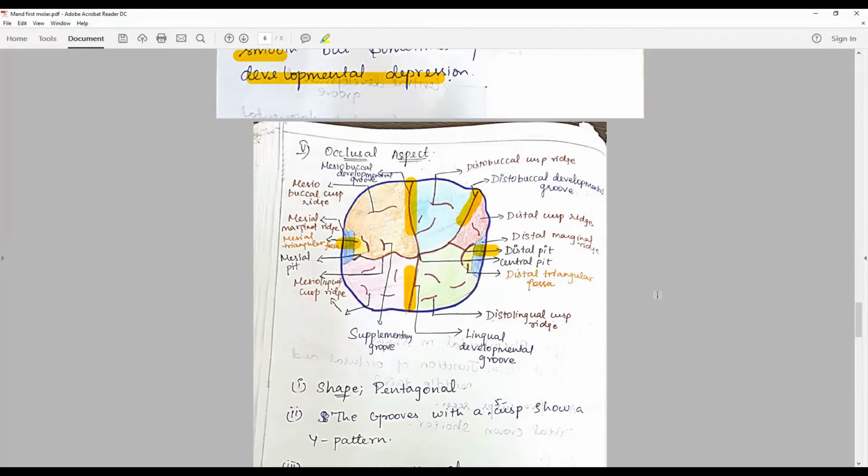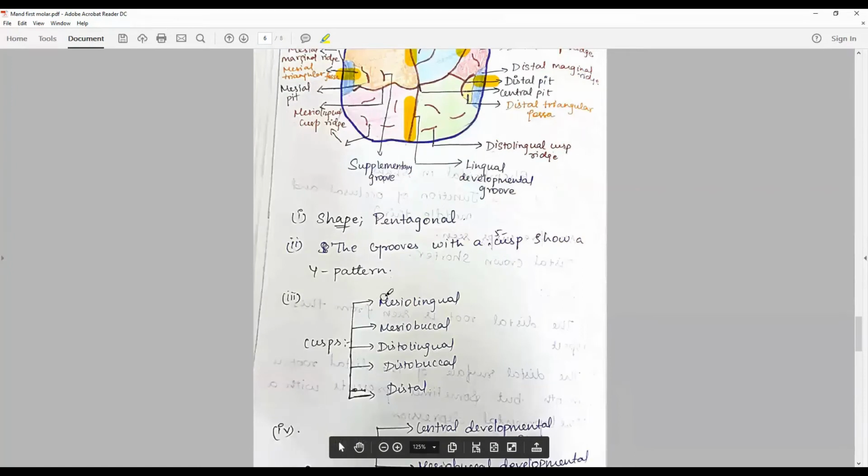The mesiolingual cusp, along with the distolingual, the mesiolingual cusp is the longest and sharpest of the cusps. It is second in size to the mesiobuccal cusp. The first is the mesiobuccal cusp. So again we have the mesial, buccal, lingual cusp ridges, depending on where it runs. The distolingual cusp is quite sharp but smaller in size. The distal cusp is the smallest of all. This is the order: mesiolingual, mesiobuccal, distolingual, distobuccal, distal.